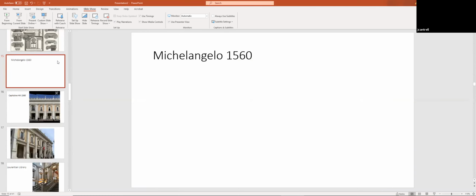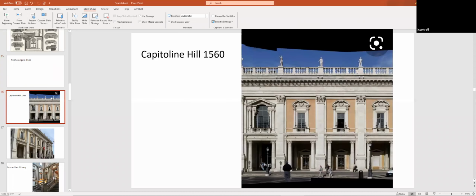Okay, so we're going to start looking at how these orders are varied and applied to primarily the facades of these really great Renaissance and neoclassical architects. First, we're going to talk about Michelangelo, 1560. This is, of course, not the year he was born, but the year he was most prolific. Let's look at the facades of the Capitoline Hill.